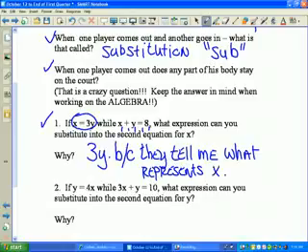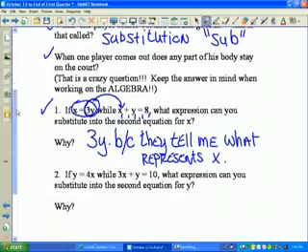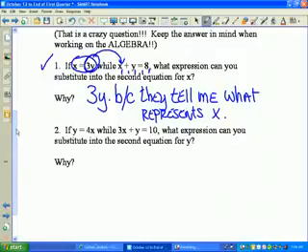So from the beginning, it's saying x equals 3y. So I can actually take this 3y and substitute it in for x in the other equation. Okay? If you look at number 2, it's almost the same situation. If y equals 4x, while 3x plus y equals 10, what expression can you substitute into the second equation for y?